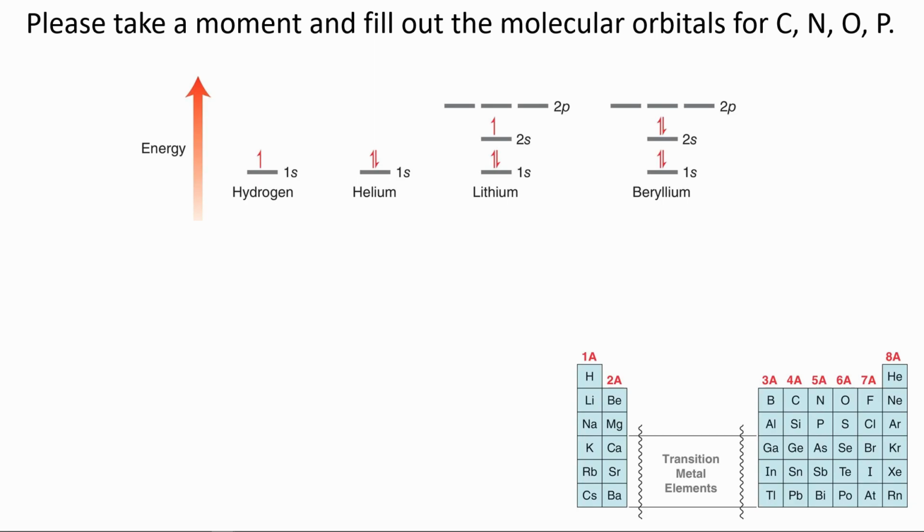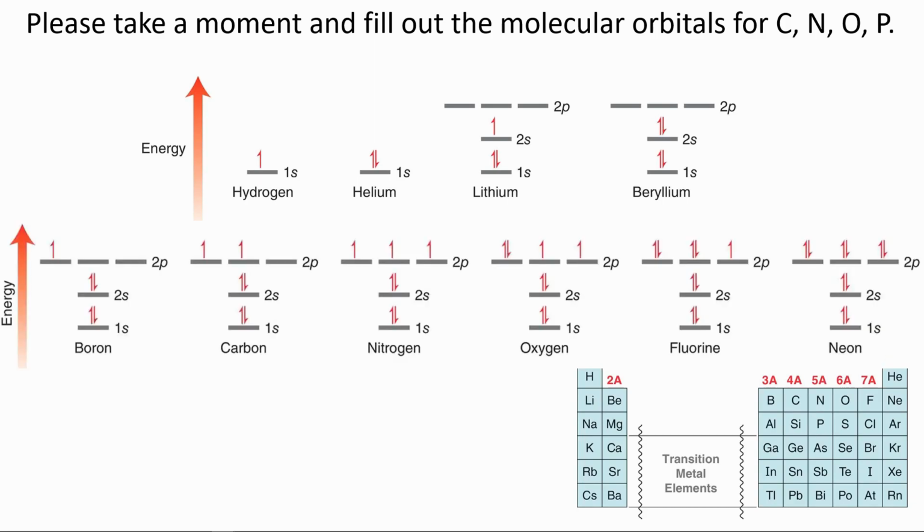And here's what that looks like for the first row of atoms. Specifically, let's look here at carbon. Carbon is going to have 4 valence electrons, and we're going to have our 1s orbital that has 2 electrons, and then our 4 valence electrons will be in the 2s and the 2p orbitals, giving us a total of atomic number 6.